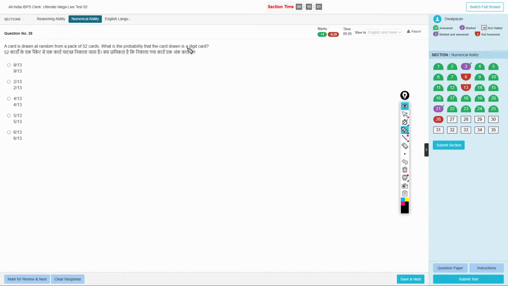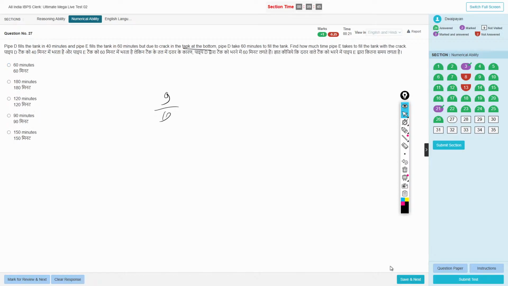A card drawn randomly from a pack. What is the probability that the card drawn is a digit card? I think there are total 9 digit cards out of 13. So I'll just go with it. Because it's very low, digit card. So I can go with 9 by 13.